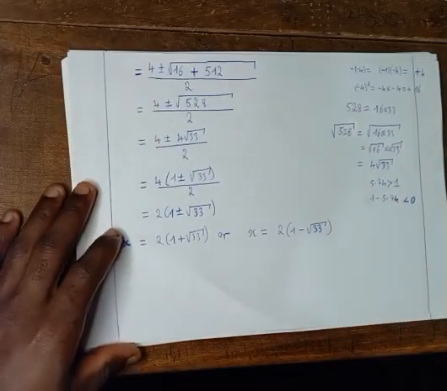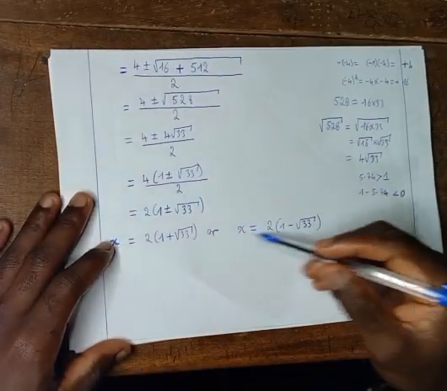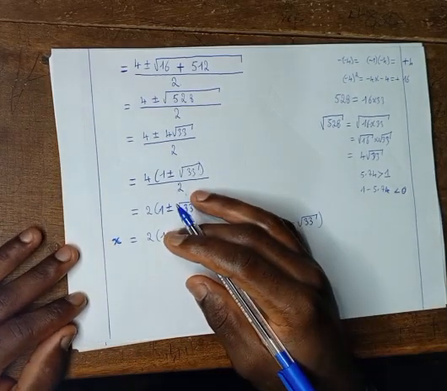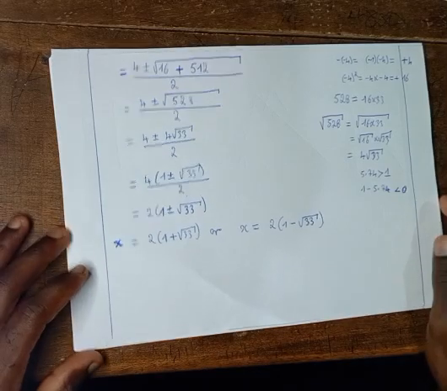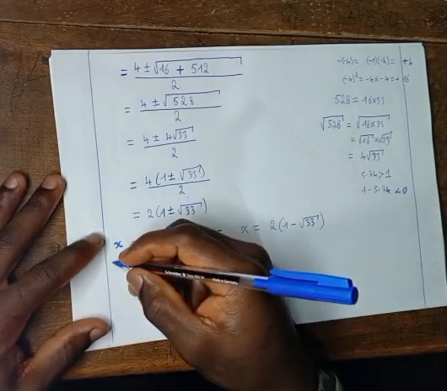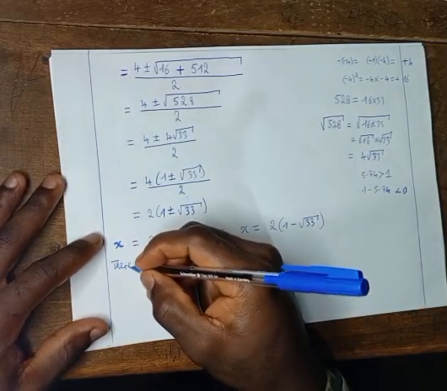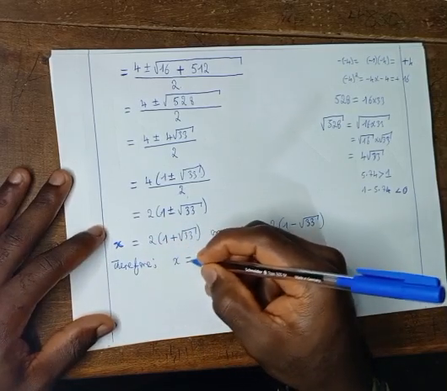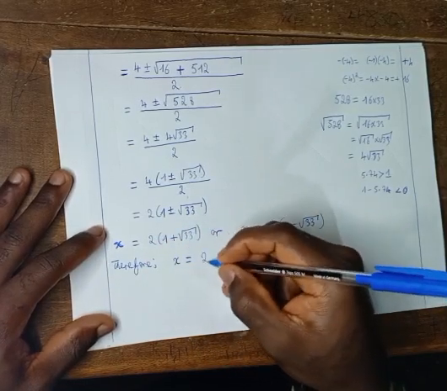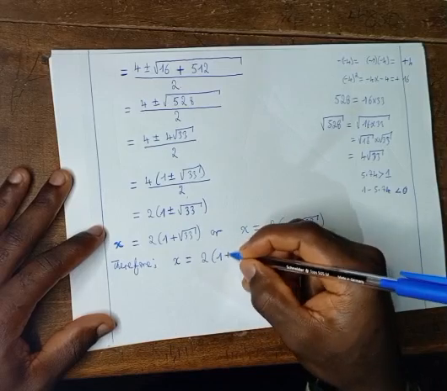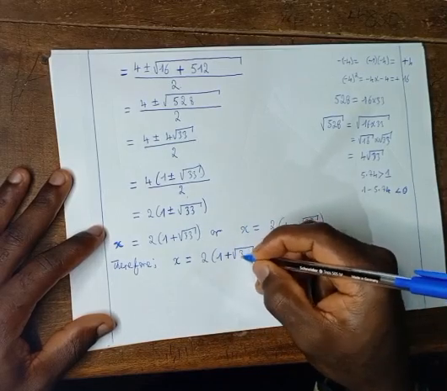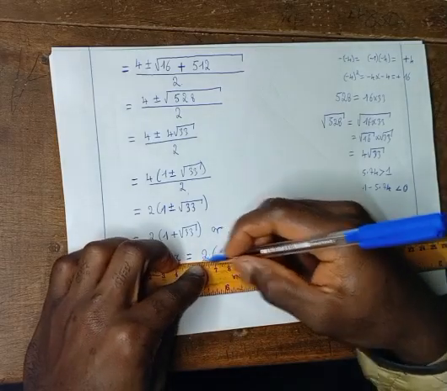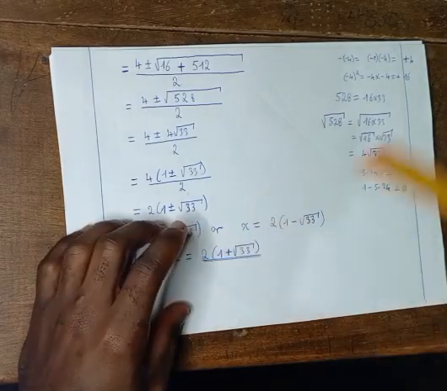So we are going to discard the second value of x. We are going to take only the first value of x, because we know distance is always positive. We are going to conclude, therefore, x is simply equal to 2 times 1 plus root of 33 units.